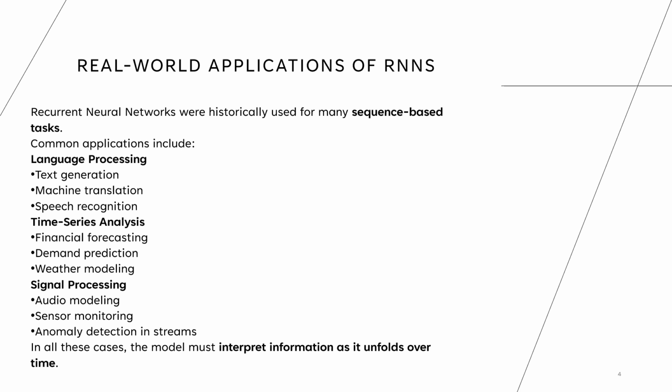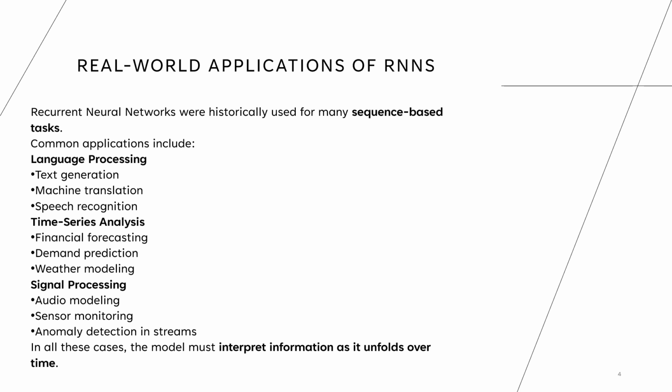Now that we understand how recurrent neural networks incorporate context from earlier steps, let's look at where these models have historically been used in real-world applications. RNNs became especially valuable in domains where information arrives as a sequence and the order of events matters. One of the most important areas is natural language processing.